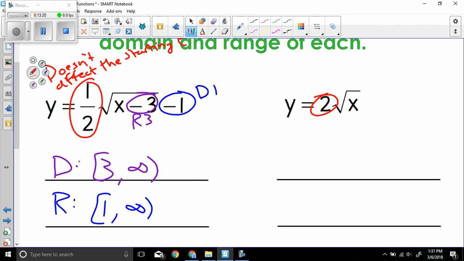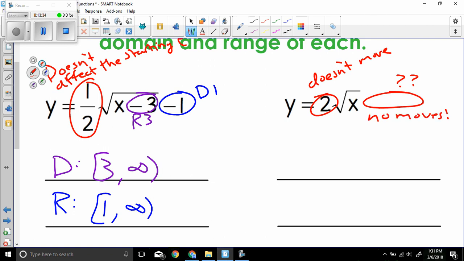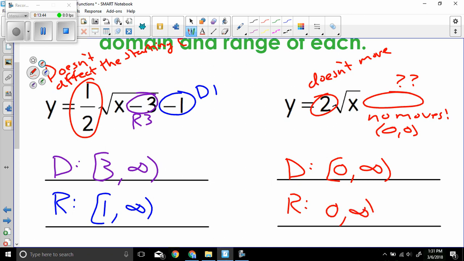Here, this 2 doesn't move. Doesn't move the graph. Are there any other moves? Well, there's no numbers. There's no numbers over here. So since there's no numbers, no moves. There's no moves, that means it's still at 0, 0. Oh, so the domain, it starts at 0, then it goes to the right. Oh, the range, it starts at 0, and then it goes up.